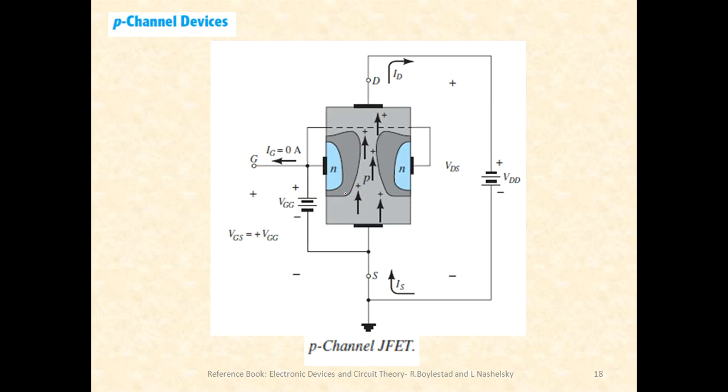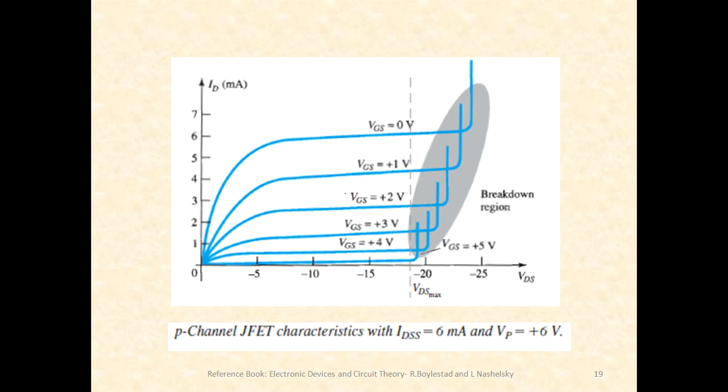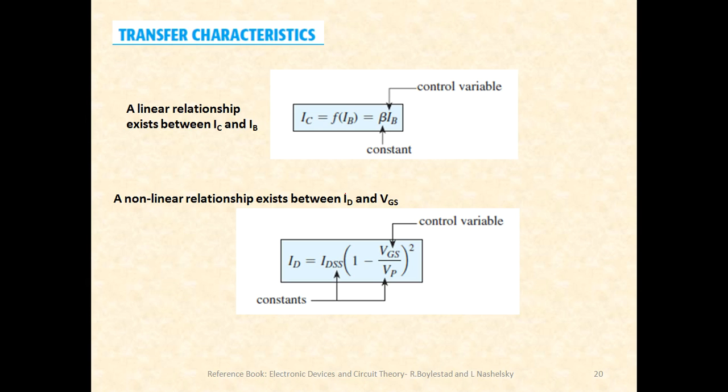Then the P channel device: the working is similar to that of an N channel device, the only difference being the polarities as well as the regions. So this is the characteristics of a P channel JFET. All right, so coming to the transfer characteristics. What does the transfer characteristic actually mean with respect to a JFET?